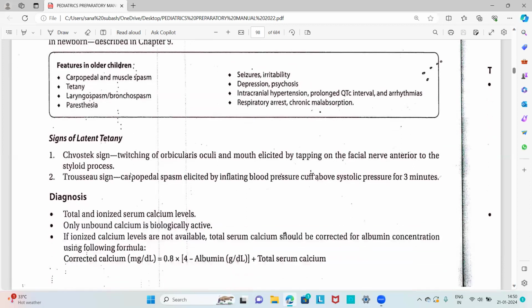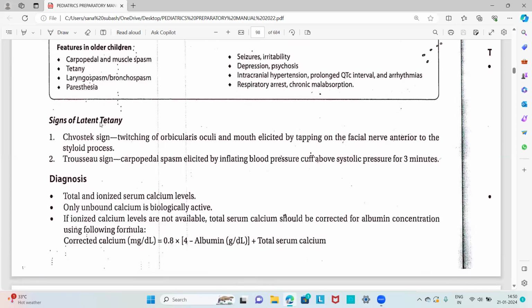And then these are the symptoms and signs of latent tetany. The Chvostek sign is twitching of the orbicularis oculi and mouth, elicited by tapping on the facial nerve anterior to the styloid process. That is called the Chvostek sign, and it usually happens in hypocalcemia. Then another sign is the Trousseau sign, that is carpopedal spasm elicited by inflating a blood pressure cuff above systolic pressure for 3 minutes. That is, we tie the blood pressure cuff on the arm and inflate it above the systolic pressure for 3 minutes, and there will be precipitation of carpopedal spasm because of the hypocalcemia. That is the Trousseau sign.